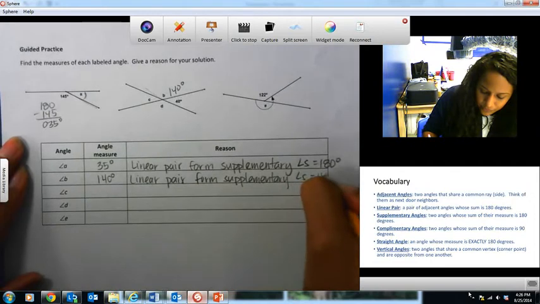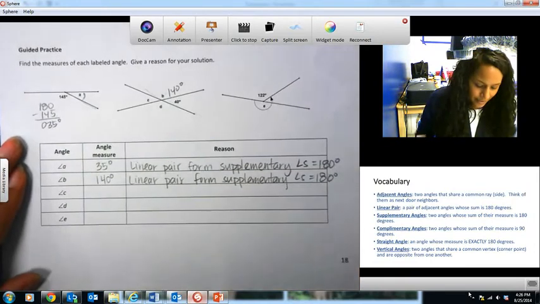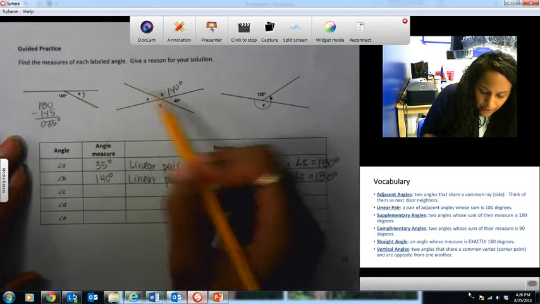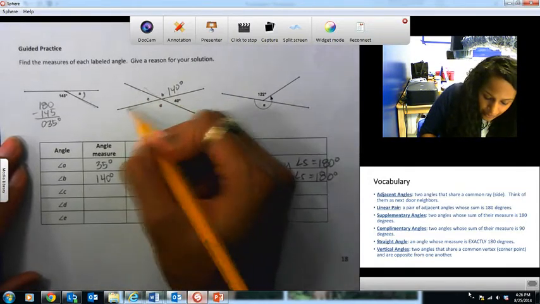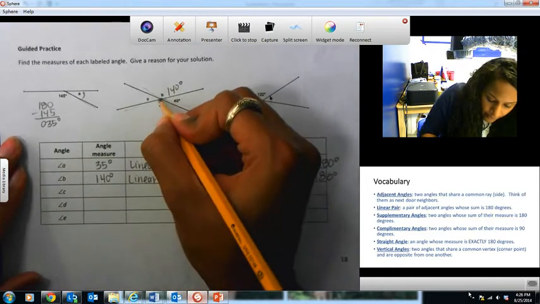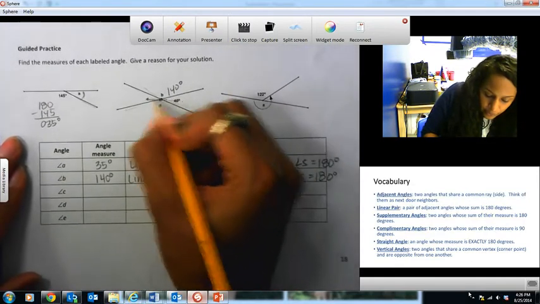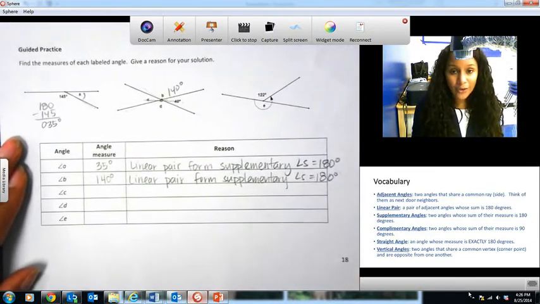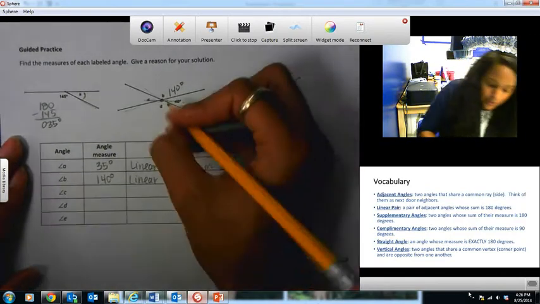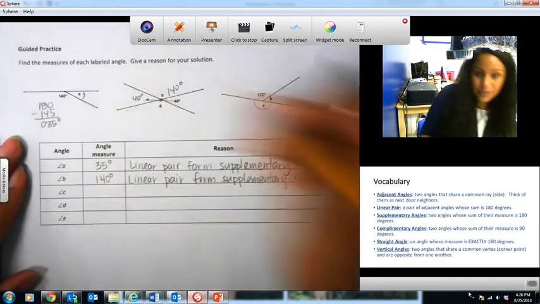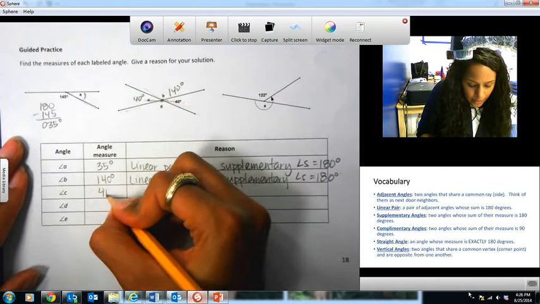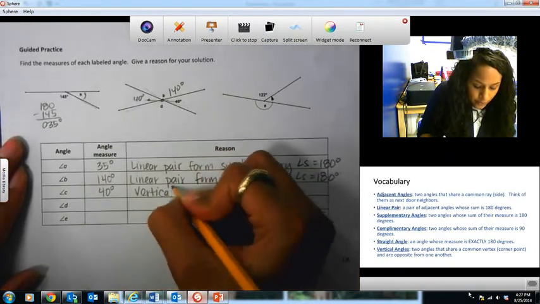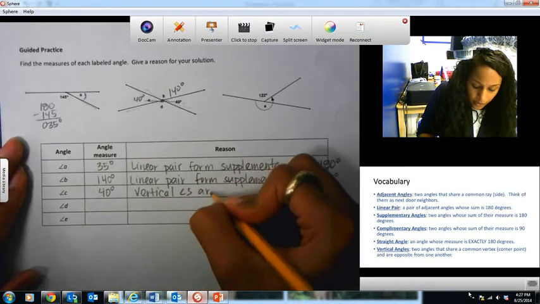Alright, next one, angle C is going to be pretty easy, and the reason it's going to be easy is because I noticed that angle C shares a common vertex with this angle, and they're opposite from one another. So since they're opposite from one another, and I know that vertical angles are equal in measure, if this is 40, then this also must be 40. So I'm going to go ahead and put that it's 40, and the reason I know it, again, is because vertical angles are equal in measure.